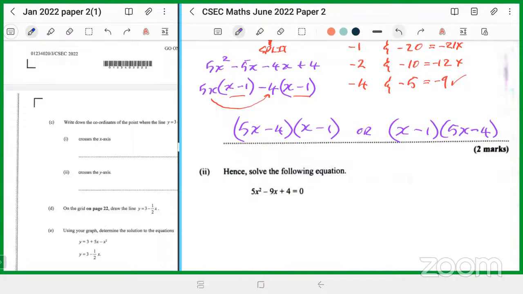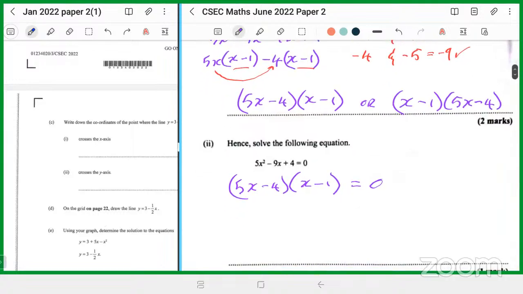So this expression, when it's factorized, becomes 5x minus 4 times x minus 1 equals 0. So remember now, solving this is as if it is 5x minus 4 equal to 0 or x minus 1 equal to 0. I can write the answer from here, but I can still put the line 5x minus 4 equals 0 or x minus 1 equals 0. One of them must be 0 if the product is 0. If this times this equals 0, then either this is the 0 or this is the 0. That's what we're basically saying.